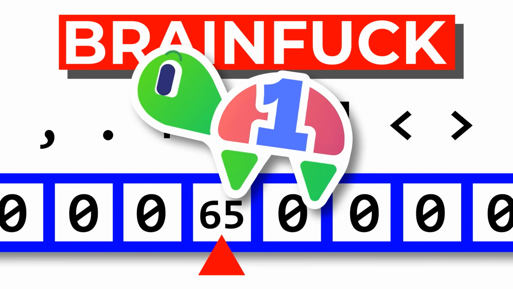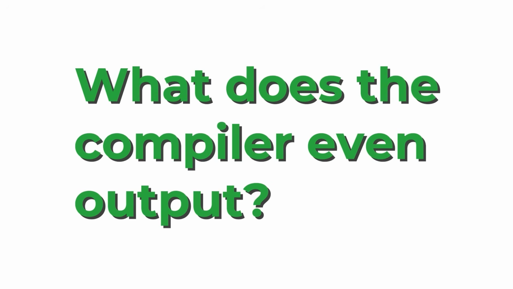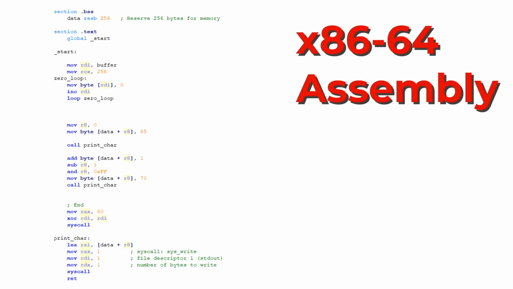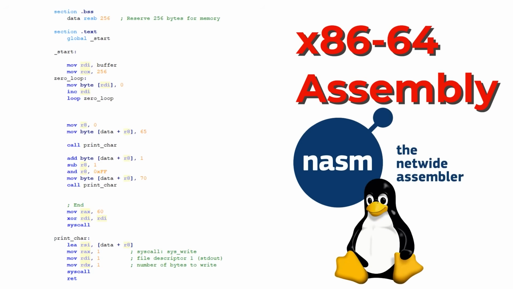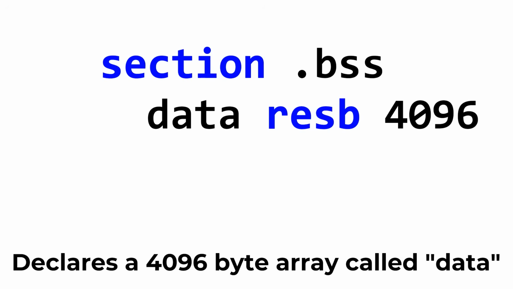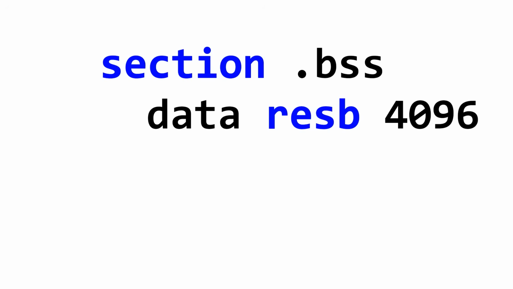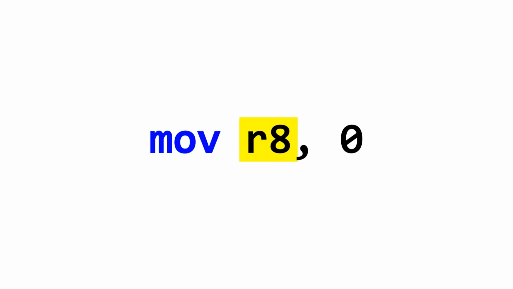Now let's make a self-hosting compiler. But first, what should the output of a brainfuck compiler even look like? Well, it should output x64 assembly, which is what NASM assembles to on Linux running on a 64-bit processor. There should be a block of memory declared as the array, and one of the general purpose registers, like R8, can be used as the pointer.